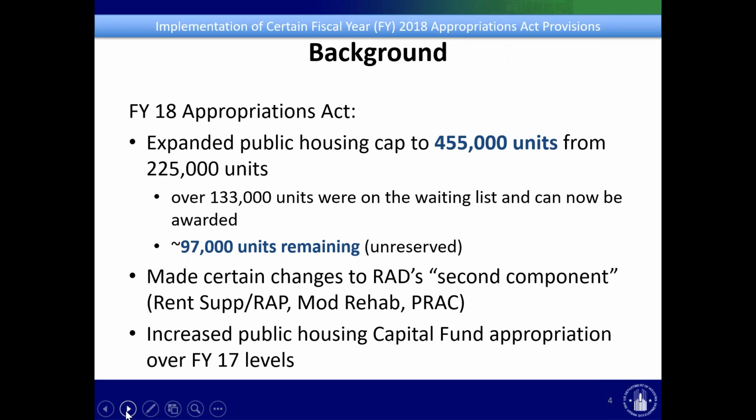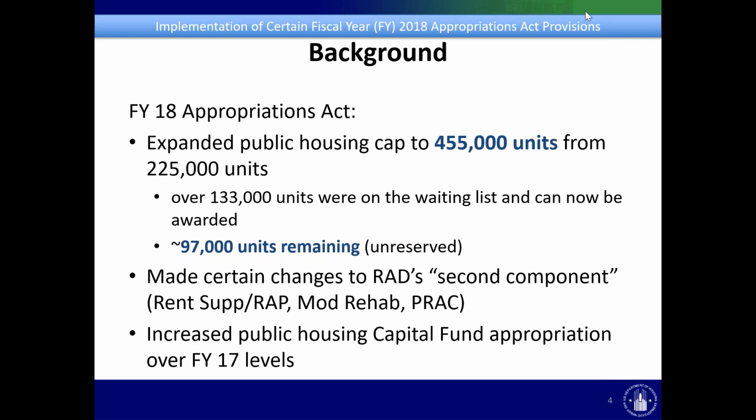So as background, the 2018 Appropriations Act, signed on March 23rd, expanded the public housing cap to 455,000 units. This is from what it previously was, 225,000 units. Now there are over 133,000 units that are on the waiting list and that can now be awarded because the cap was increased. That leaves about 97,000 units remaining that have not been reserved and that could be available for new applicants.